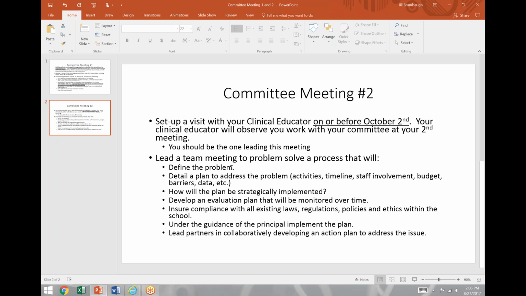Under the guidance of the principal, implement the plan. So once again, that principal should be present. He or she should be very well involved, even though you're leading the meeting. They are still the leader of that building. They need to be a very, very integral part of this process. And lastly, lead the partners in collaboratively developing an action plan to address the issue.